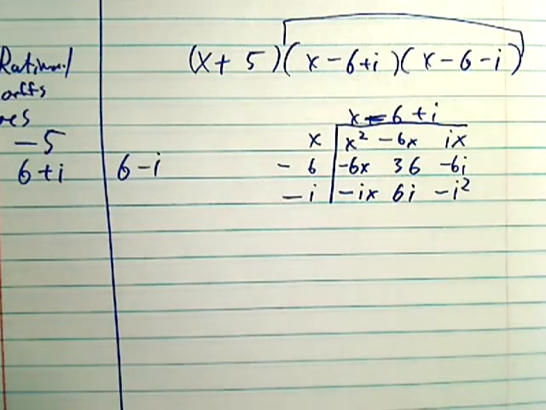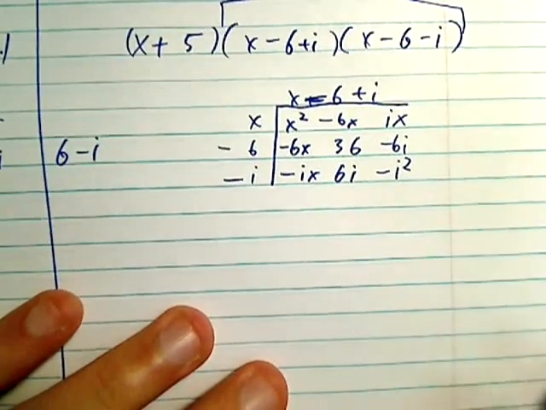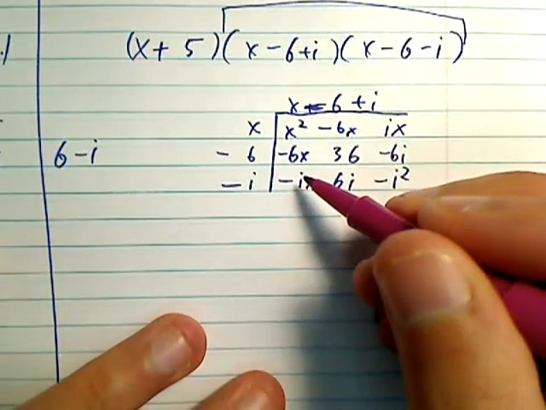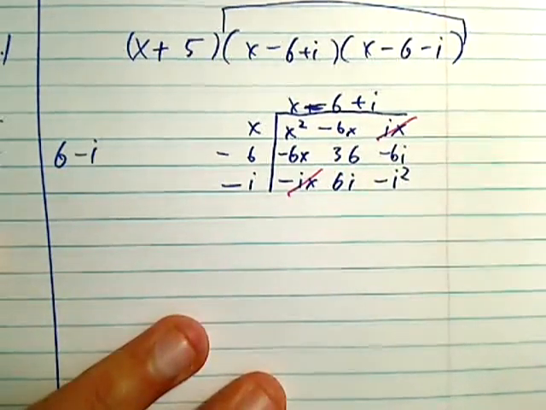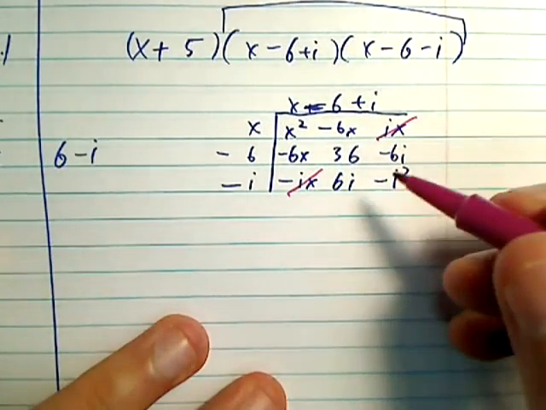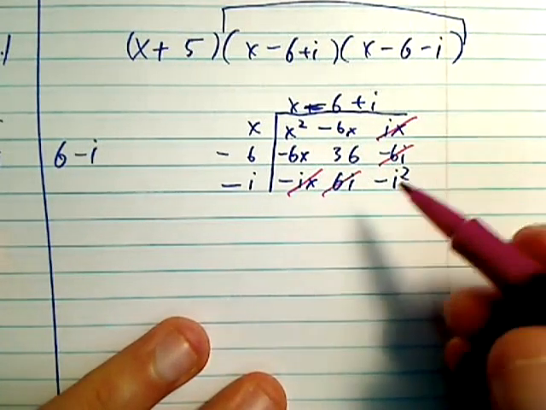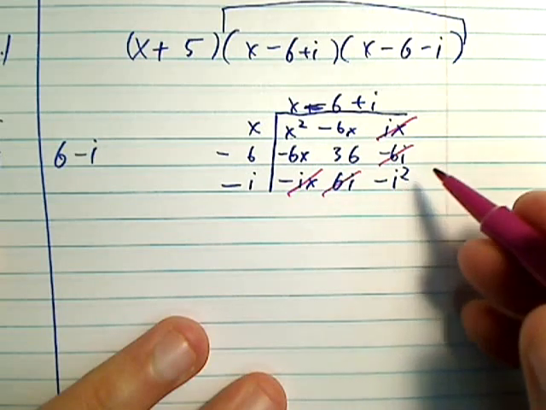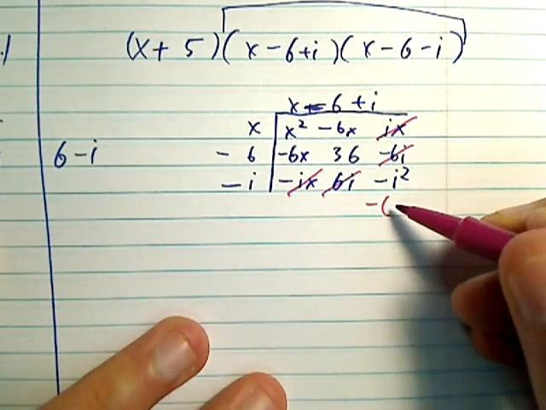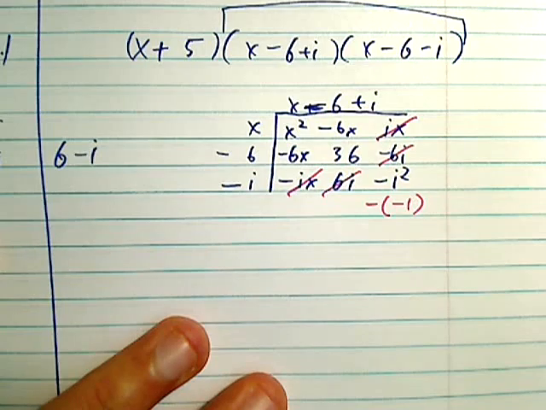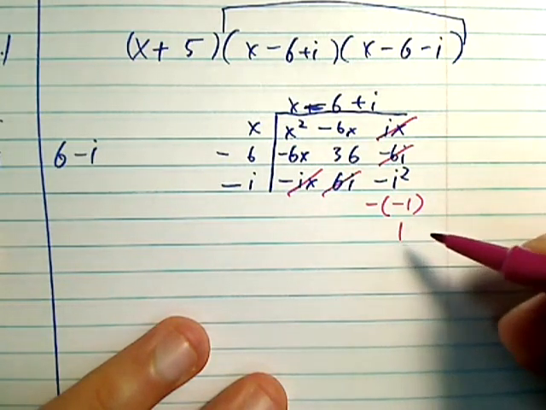Let's mix this up a little bit. Okay, I'm going to cancel things out and all the i's should be gone. -ix and positive ix cancel out. 6i and -6i cancel out. And this is -i squared. Well, i squared is -1, so negative i squared is just going to become 1.